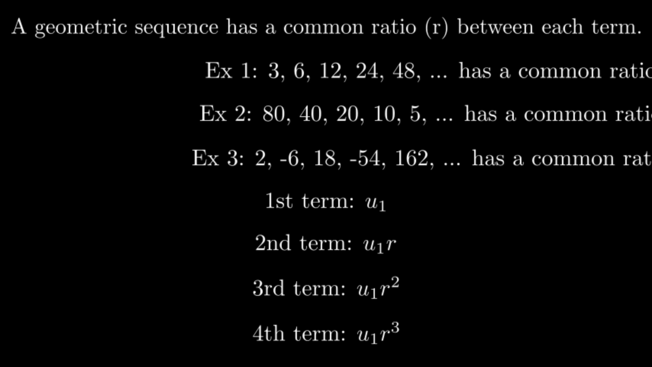Do you see a pattern between the term number and the power of r? For the second term, r has a power of 1. For the third term, a power of 2. For the fourth term, a power of 3. The power of r is always 1 less than the term number.